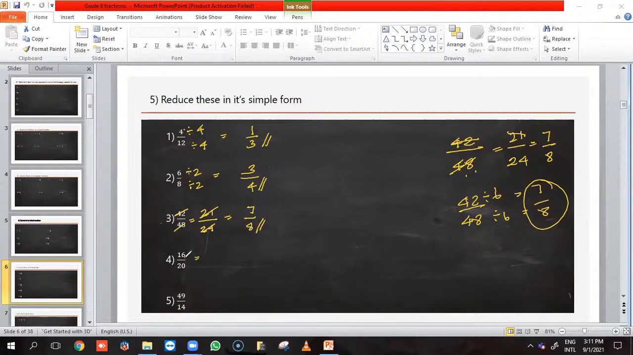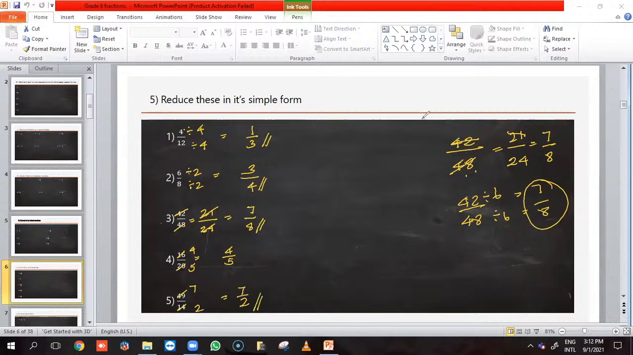And now look at this one. You can cancel out the numerator and denominator by 4, right? Maximum possible number. Both numerator and denominator are divisible by 4, then 4, and here 5. 4 over 5. And now look at this, this is 49. This is 14. If you know the 7 times table, you know 49 is divisible by 7. How many 7s? 7. How many 7s? 2. 7 over 2. Right? We wrote it in simple form.